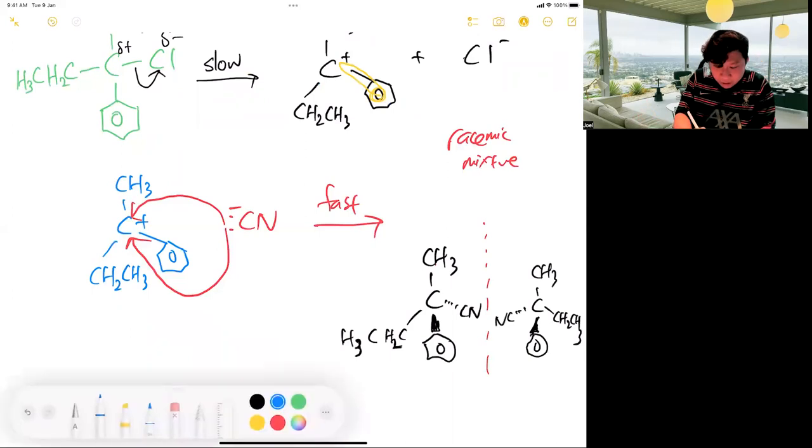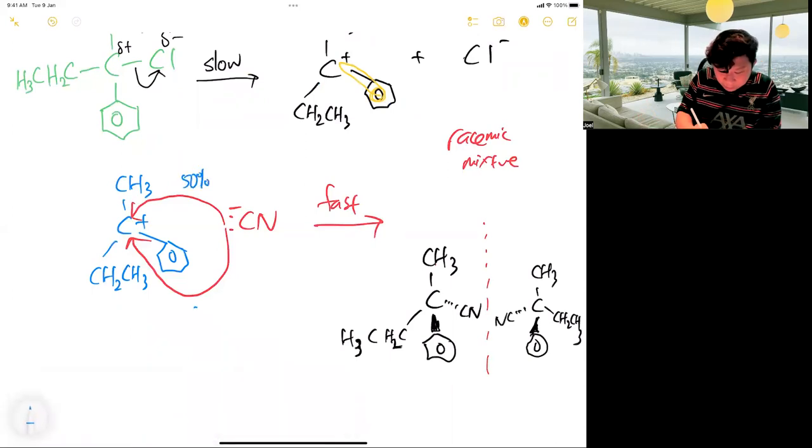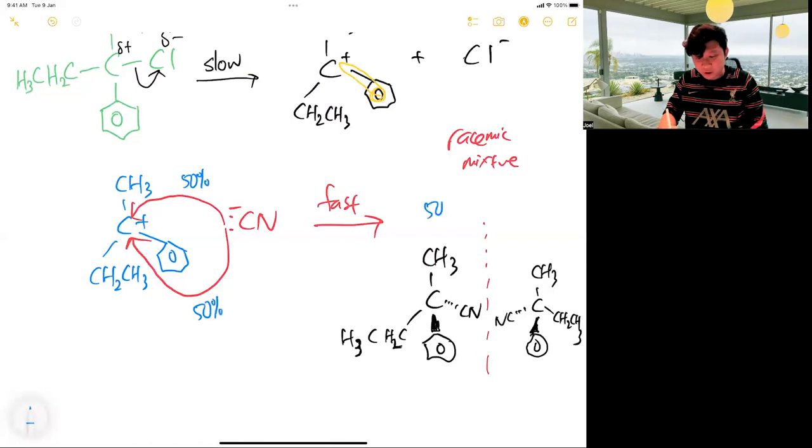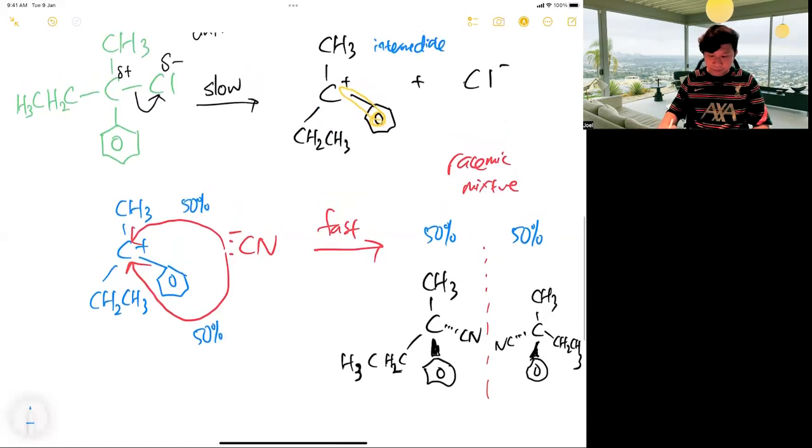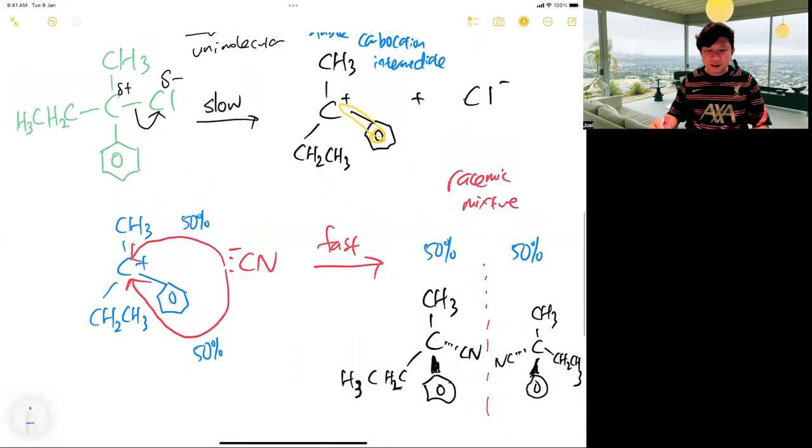You must know this very well. 50% probability top and bottom. So eventually 50%, racemic mixture. Please understand, it means optically inactive. Okay, copy first before I explain more.